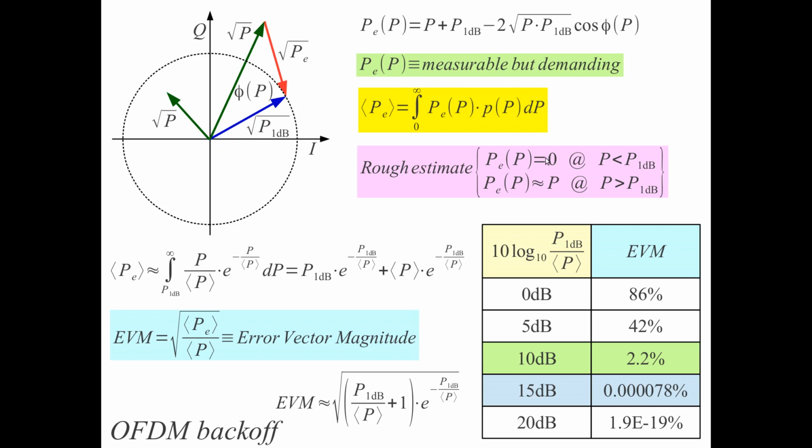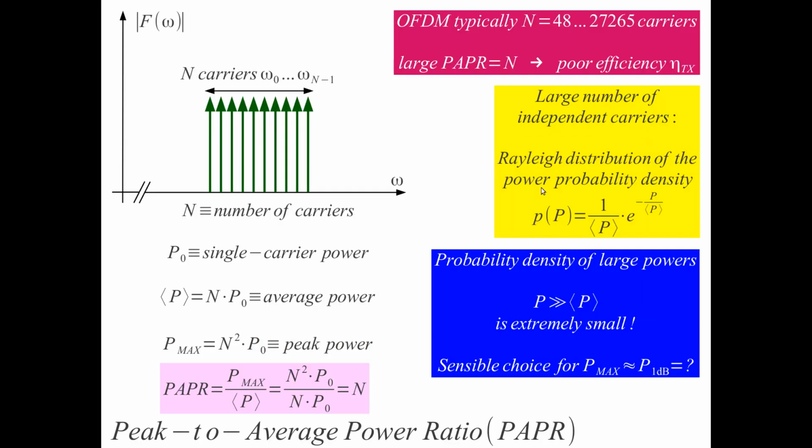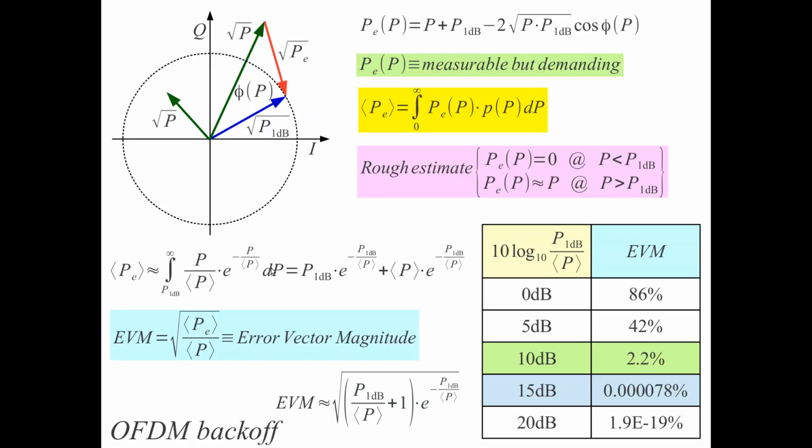So since this is 0 below P1 dB and is equal to P above 1 dB, we just add P here. We just add P here to the known Rayleigh distribution. We just added the P, our estimate P, to the Rayleigh distribution here, and try to evaluate this integral.